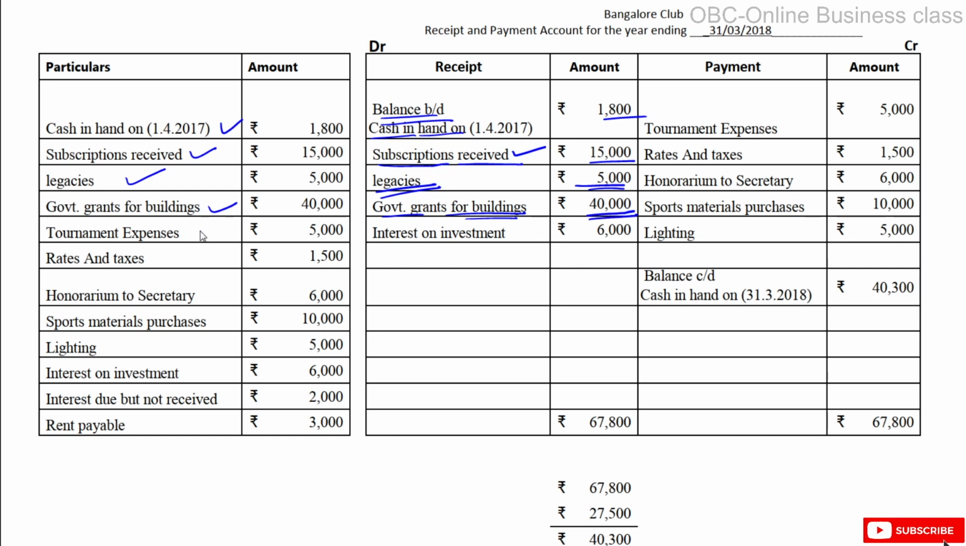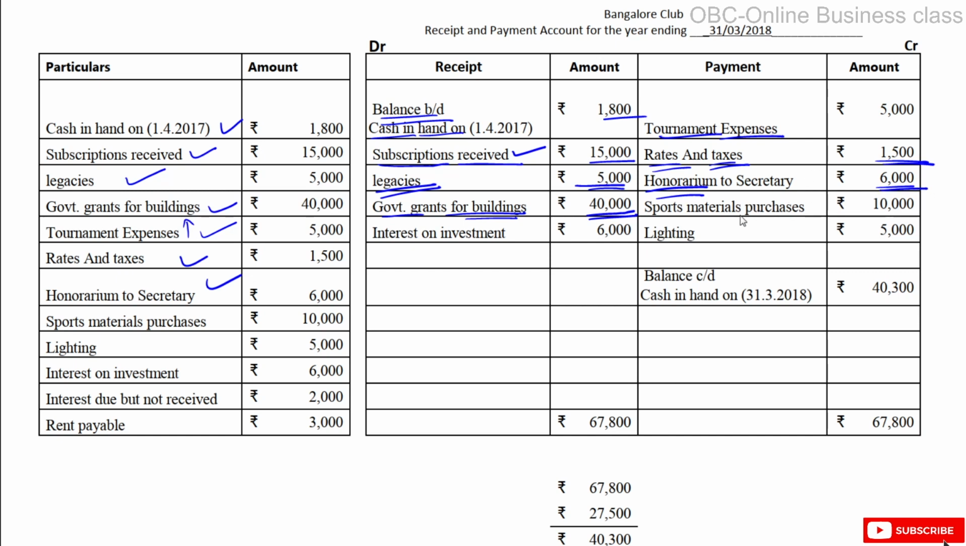Next is tournament expenses. Tournament expenses is an expense, so that will be posted to the expense side or payment side, that is tournament expenses 5,000 rupees. Next is rates and taxes. Rates and taxes are expenses, so that will be posted in the payment side, so 1,500 rates and taxes. Next, honorarium to secretary. Honorarium to secretary will be posted to payment because that's a fee paid, like I said, so that will be recorded in the payment side, so 6,000 rupees honorarium to secretary.